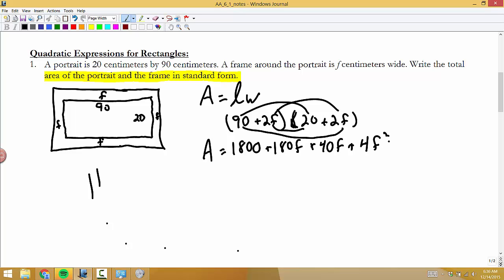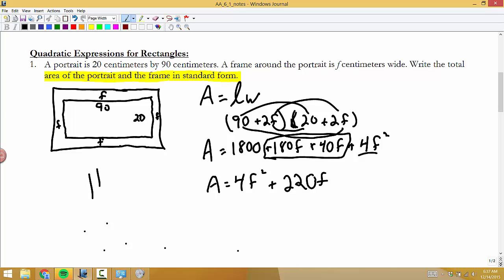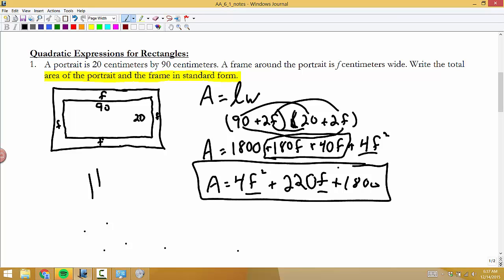Now the last thing that I need to do here is put this in standard form. So I'm going to write A equals, and I'm going to put my f squared term first. So it'd be 4f squared. Then I'm going to put these two together because they're like terms, which would give me 220f. And then finally I have plus 1800. And I now have it in standard form. You'll notice that my variable is going in descending order here. So this would be the answer we would be looking for.